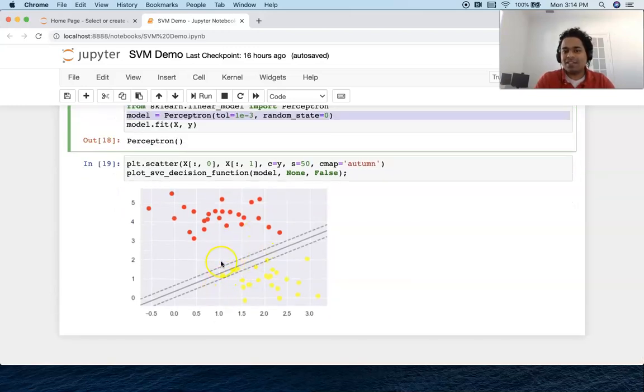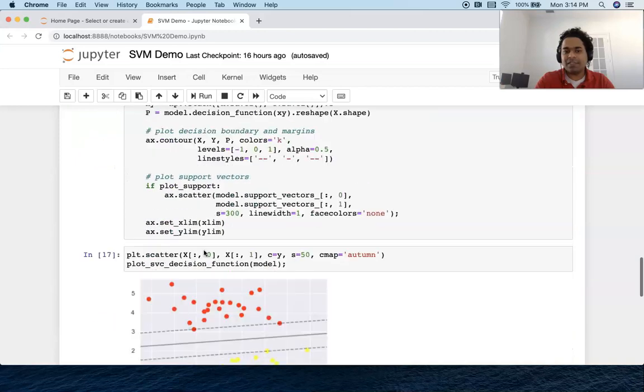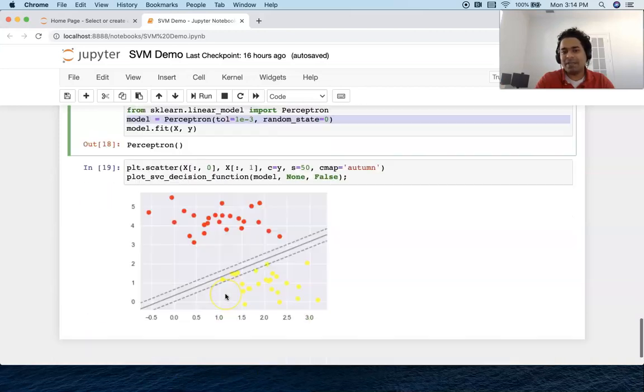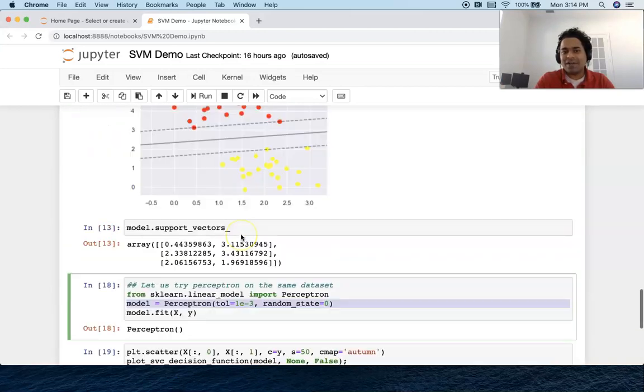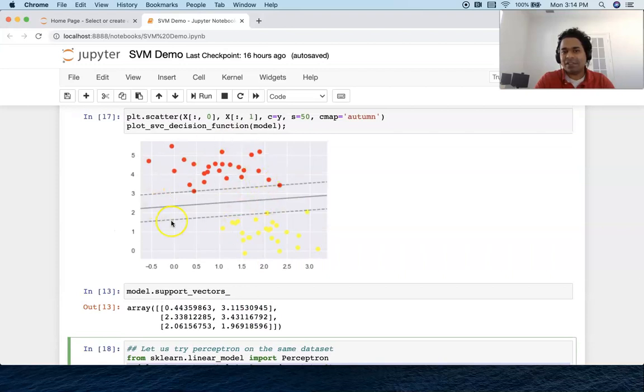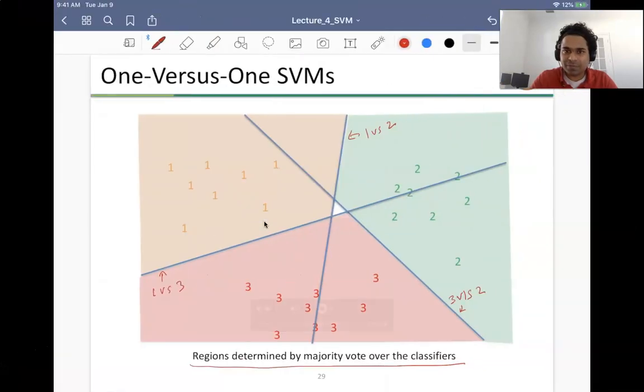So you contrast this set of plots for perceptron versus support vector machines. It's the same data set, but the decision boundaries are very, very different. Though both are perfect classifiers on the training set, they are still very, very different. And in some sense, this one makes the most sense from a generalization perspective.